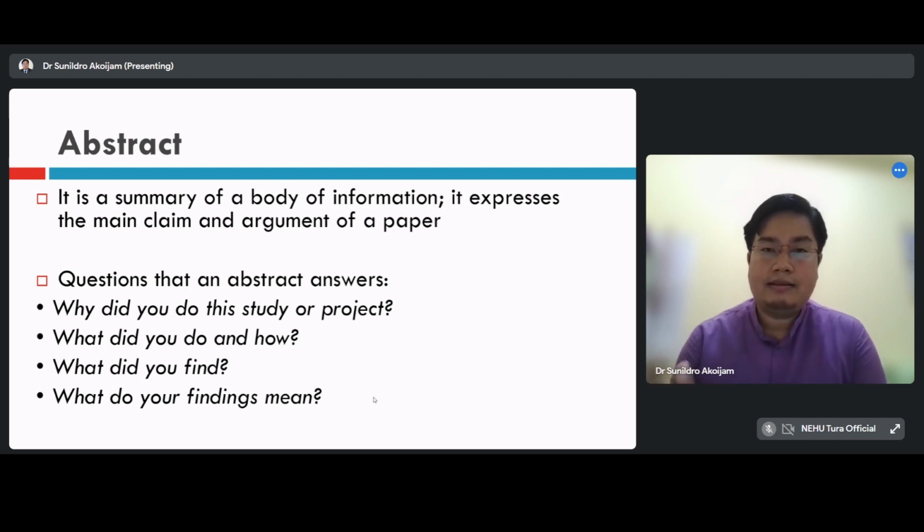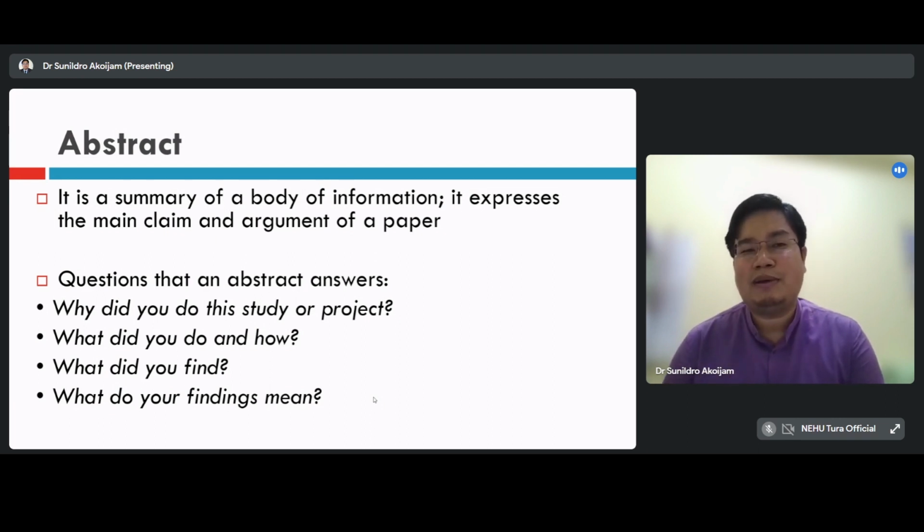But within that word limit, what are the important things that you are supposed to include? You should know that. Otherwise, I have seen so many abstracts where people write many things, but they miss the important things that are normally expected by the readers as well as the reviewers. So let's try to understand what you are supposed to write in the abstract section. In the abstract, you are giving the answers to some questions. Let's see what these questions are.